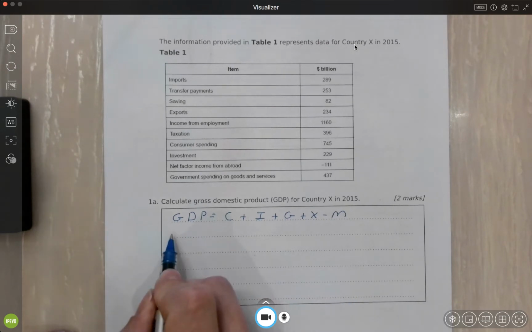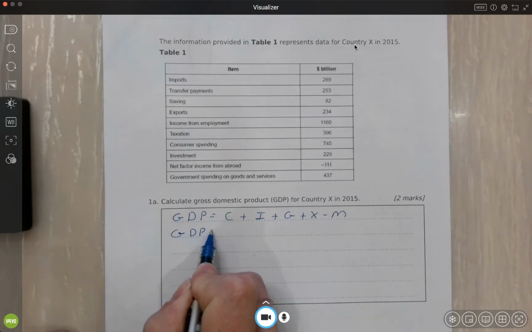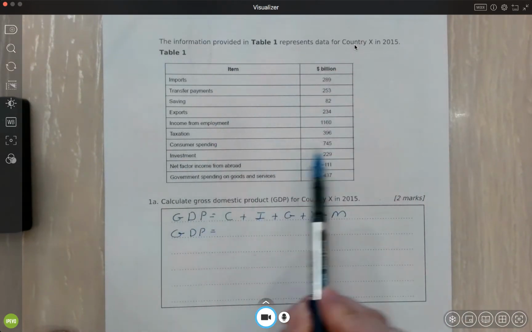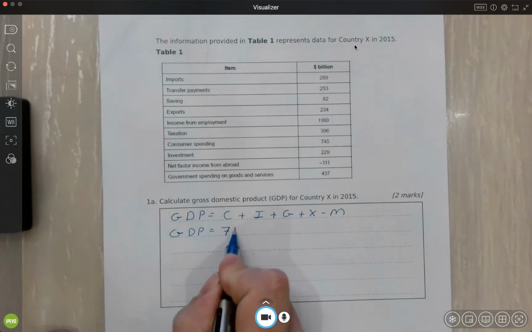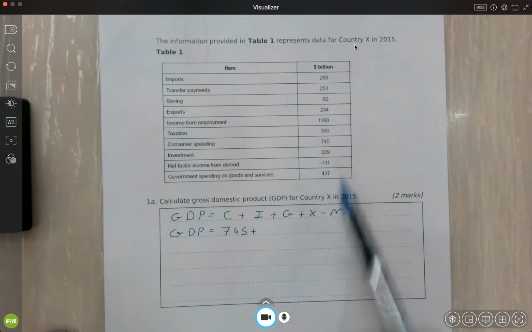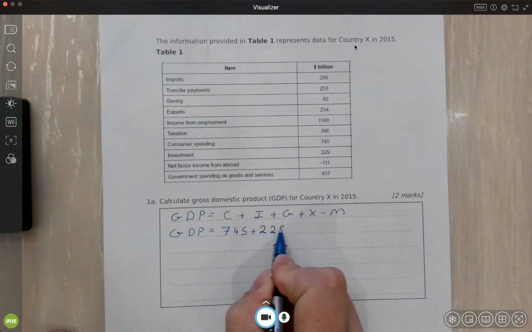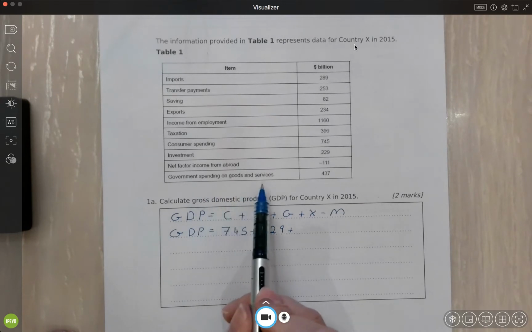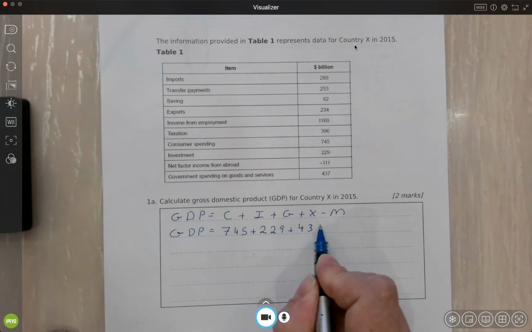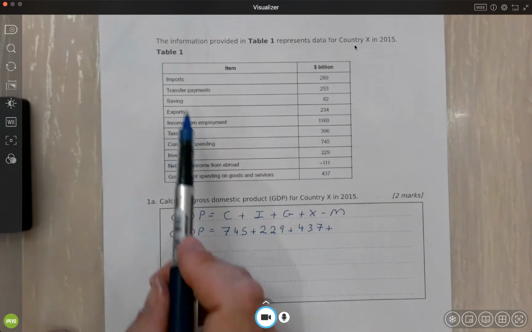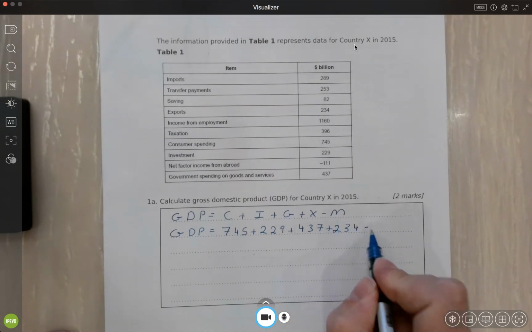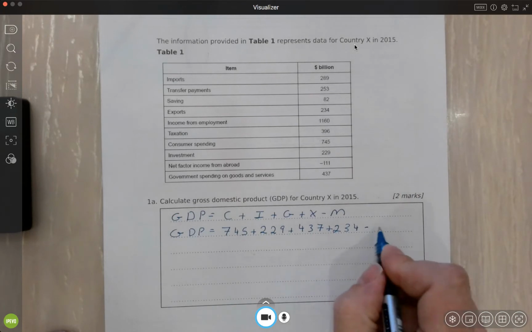Okay? So in order to calculate GDP, what we have to do here is find consumption spending. Well, we're given all this table here, and we see consumption spending is 745. So write down 745 plus, where's the investment spending? Well, investment spending is here, which is 229, plus 229. Where's the government spending? Well, government spending on goods and services, so there's no transfer payments included, which is 437, plus export spending, there's imports, here's exports, which is 234, plus 234, and then we have to take away imports, which is minus 289.